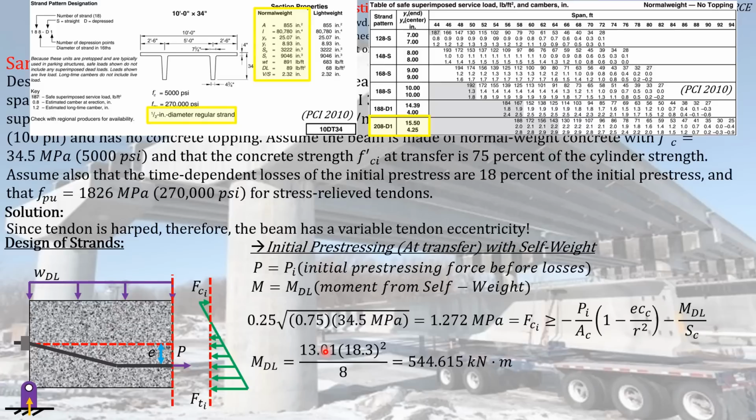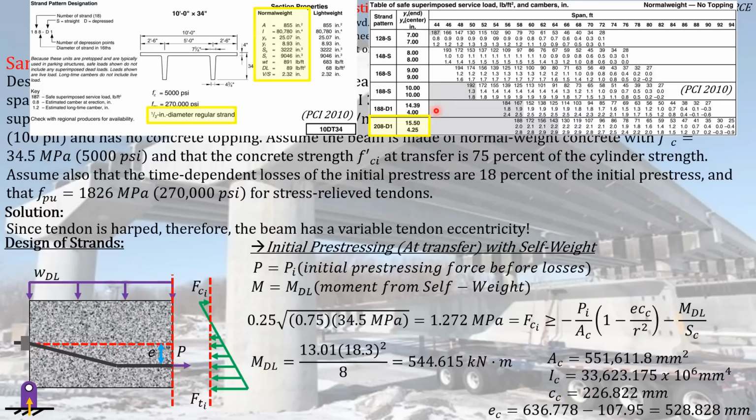And that dead load will produce a moment at midspan of the simply supported beam that we are designing equal to 544.615 kilonewton meter. So if we will just use the other properties of 10DT34 double T here, already specified here, and just convert them into corresponding SI, we can see that the area of this section is equal to this, and its moment of inertia is equal to this. The distance of the extreme pre-compressed fiber with respect to the centroid or neutral axis is equal to this.